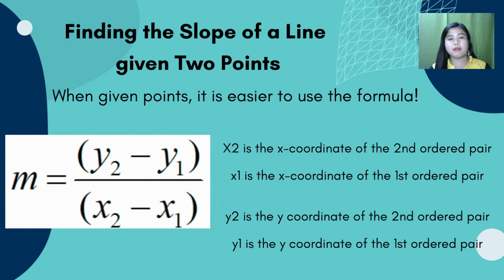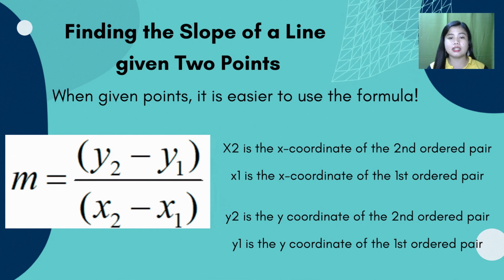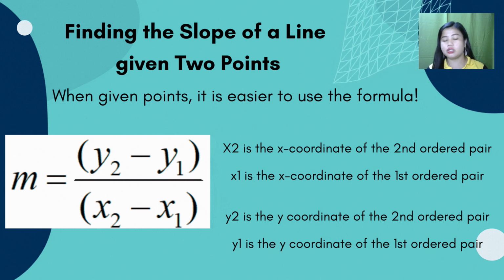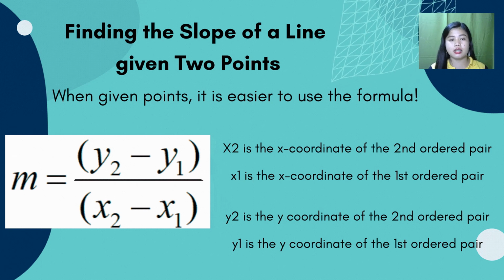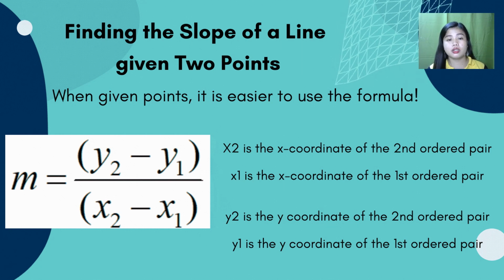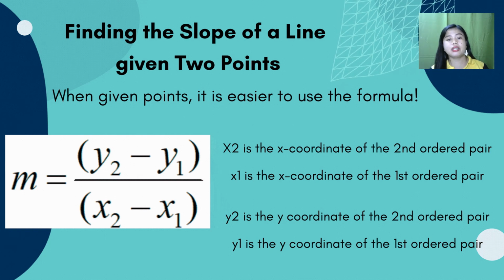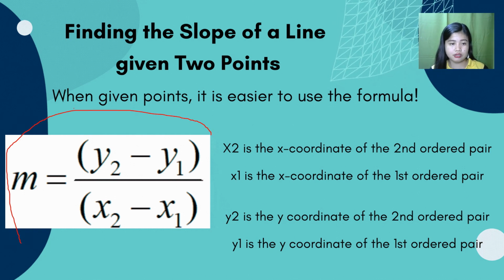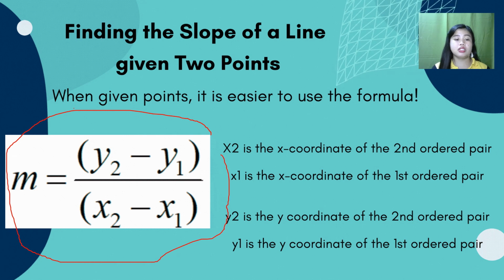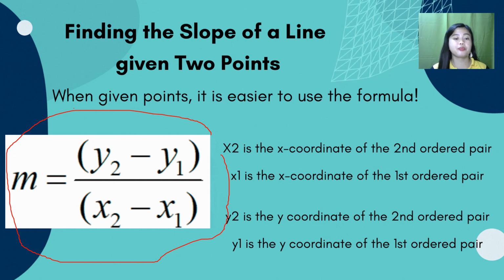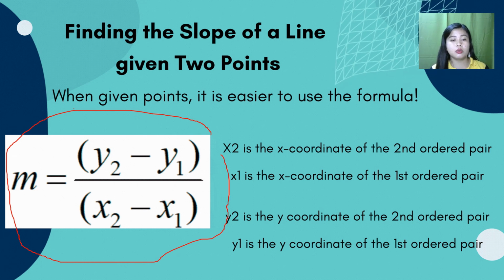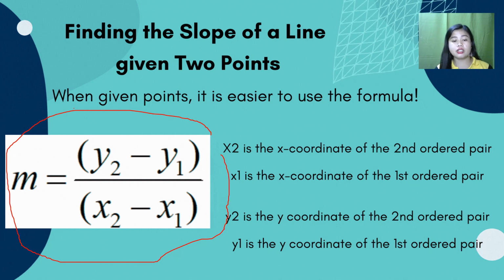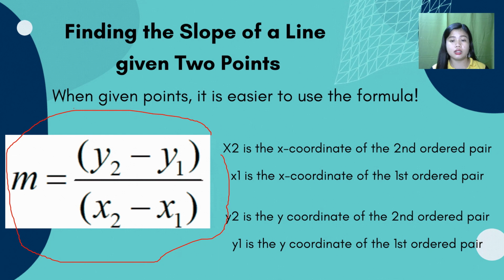The next way of finding the slope of a line is given 2 points. Okay, there is no graph, there is no line. The given are just points. So when given points, it is easier to use the formula. You have to take note of this formula. m refers to slope. m is equal to (y sub 2 minus y sub 1) over (x sub 2 minus x sub 1).